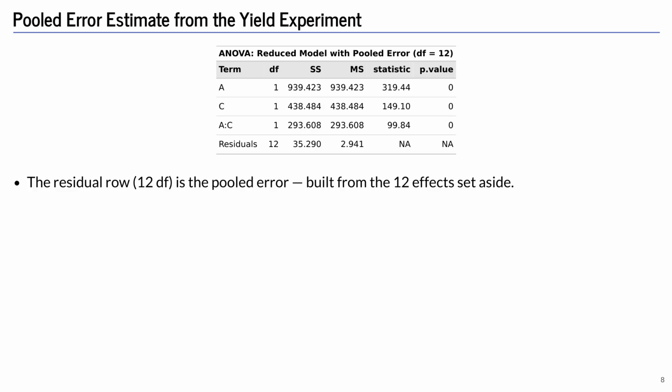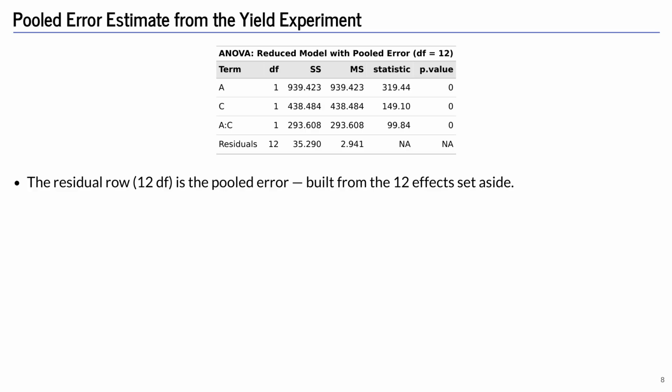Now look at the 3 active effects. Temperature has a sum of squares of 939. Reaction time has 438. The interaction has 294. Compare those to the residual mean square of 2.94. The active effects are not just larger. They are 100 to 300 times larger. That ratio is a sanity check. If the active effects were only 2 or 3 times the noise, you would want to go back and reconsider the graphical selection. Here, the separation is dramatic, which gives us confidence that the pooling made sense.